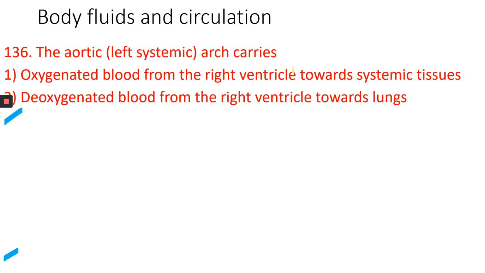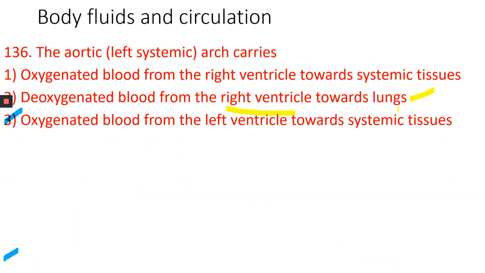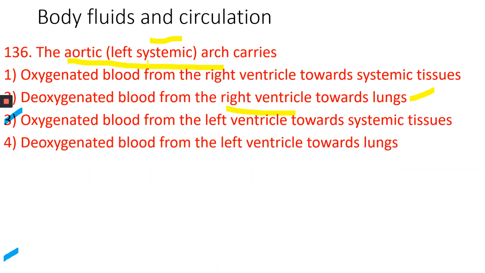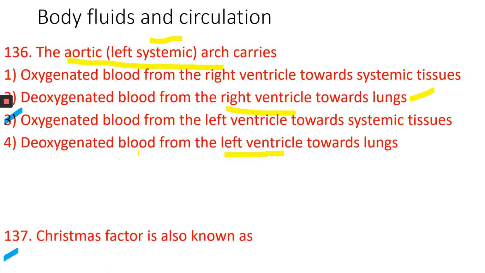This function is done by not this one. It is done by pulmonary aorta, which carries deoxygenated blood from the right ventricle towards the lungs. Oxygenated blood from the left ventricle towards the systemic tissues is done by the aortic arch. That is the function of aortic arch. We have left systemic arch. Deoxygenated blood from the left ventricle towards the lungs is wrong. On the left side we always have oxygenated blood, not deoxygenated blood.